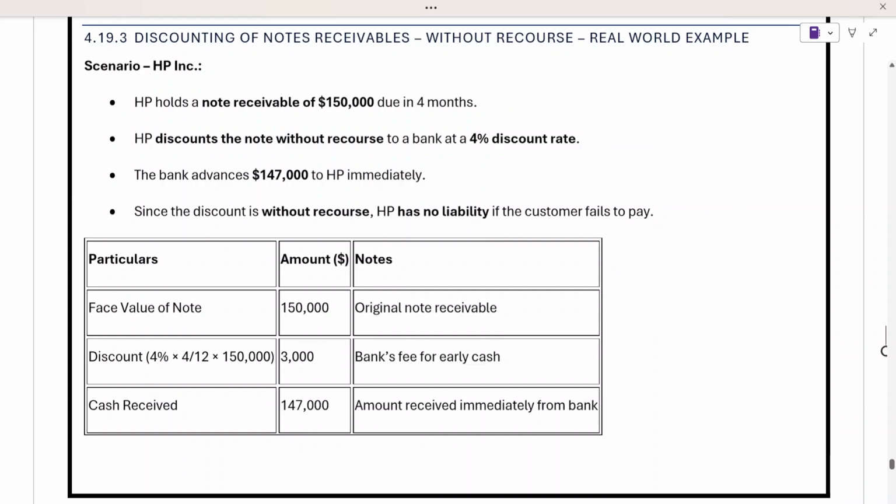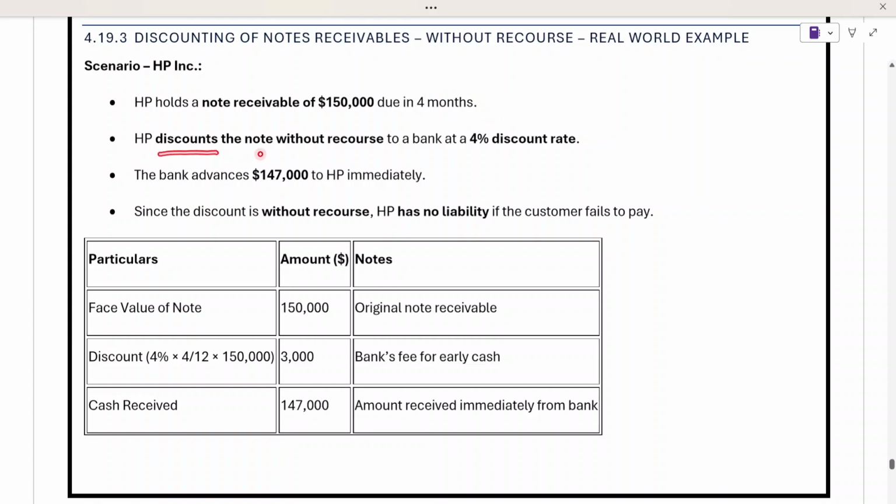Okay. So now let's try to understand about discounting of notes receivable. But this is the situation without recourse, wherein the seller of notes receivable won't bear the losses incurred if the customer doesn't pay. So let's see the situation of HP Incorporation, where HP holds a notes receivable of $150,000, which is due in 4 months.